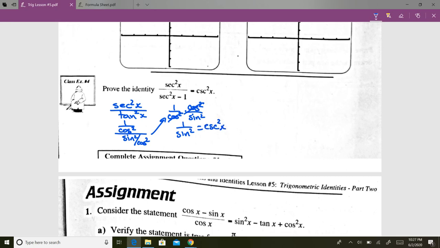Or you could have stopped at this point and taken this one and went, well, that's 1 over sine squared, and made them equal. Okay? Doesn't matter at what point you stop. All right?